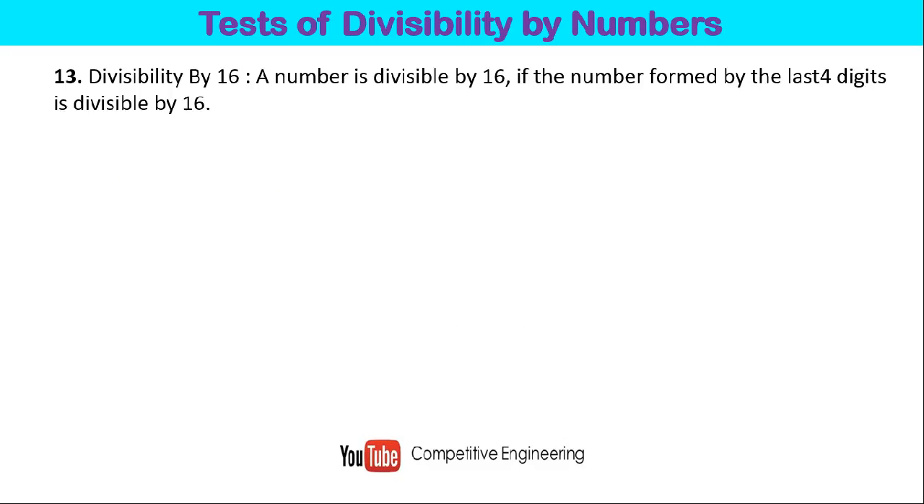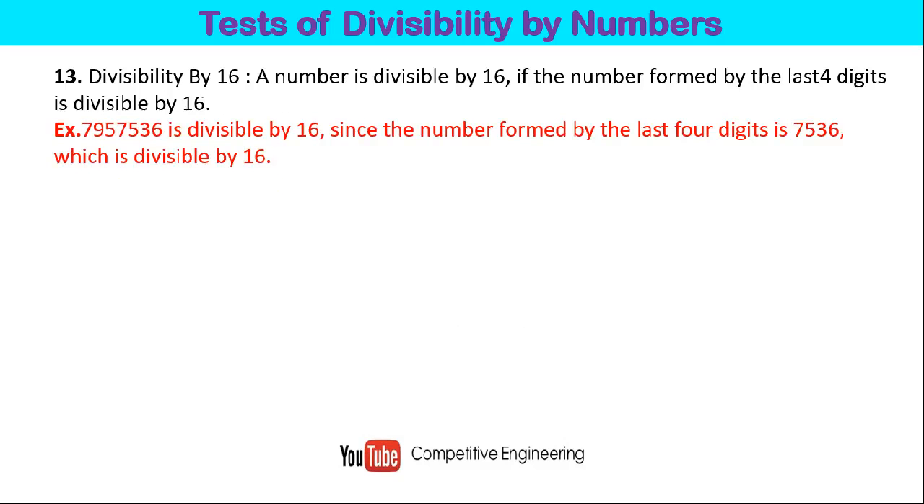Another one, divisibility by 16. A number is divisible by 16 if the number formed by the last 4 digits is divisible by 16. Here is an example, 7957536 is divisible by 16, since the number formed by the last 4 digits, that is 7536, is divisible by 16. So we need to take the last 4 digits and divide it by 16. If it is divisible by 16, then the total number is also divisible by 16.